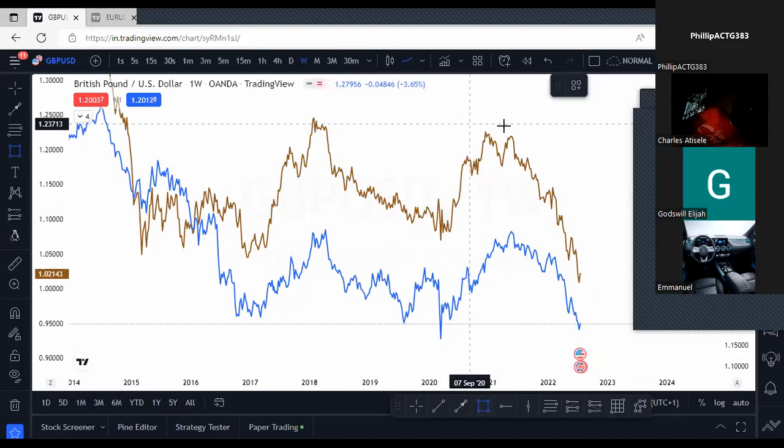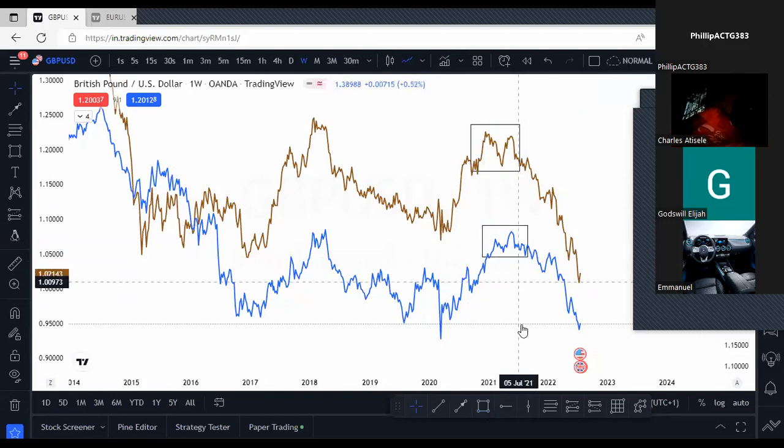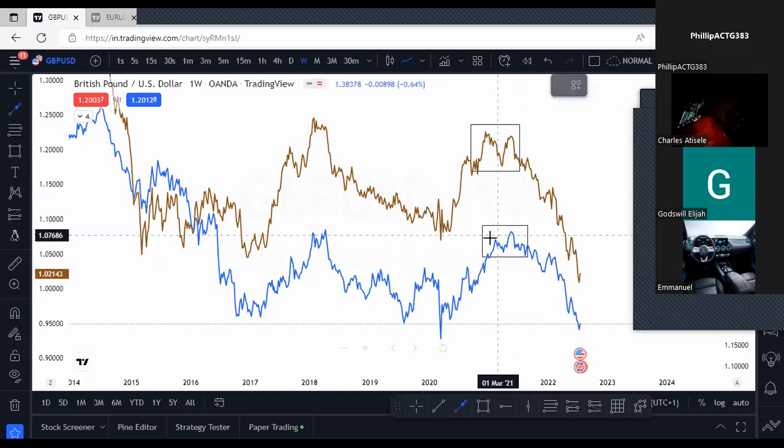Okay, so here we have it. Can you see it? Yeah, so this is the major structure here. This pullback comes to an end with this divergence. It's almost like with this divergence, we have come to the end of the pullback.